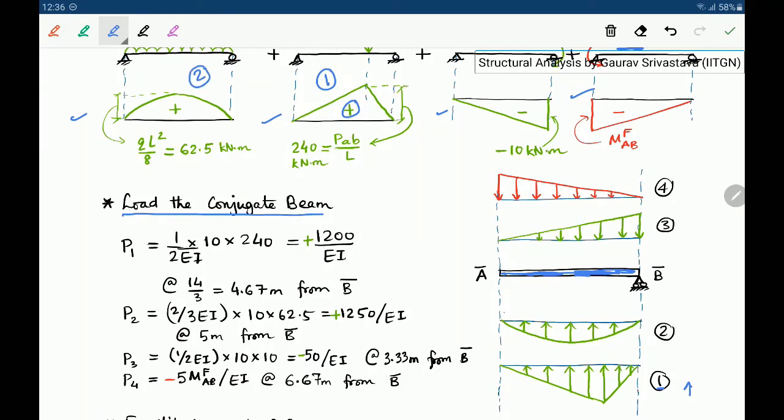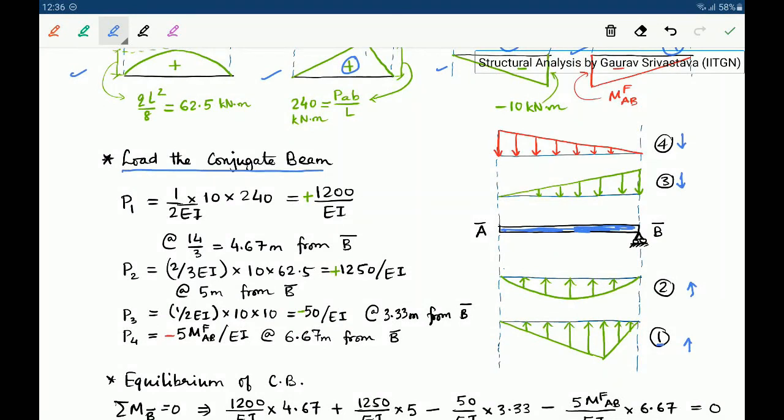This second will be a parabolic diagram, and again, since this is positive, it is being applied upwards. The third is due to the known concentrated end moment, and that is negative in nature, so that is being applied downwards. And the fourth one is due to the unknown MFAB, and for the assumed direction, it is downwards, so we are applying it in the downwards direction.